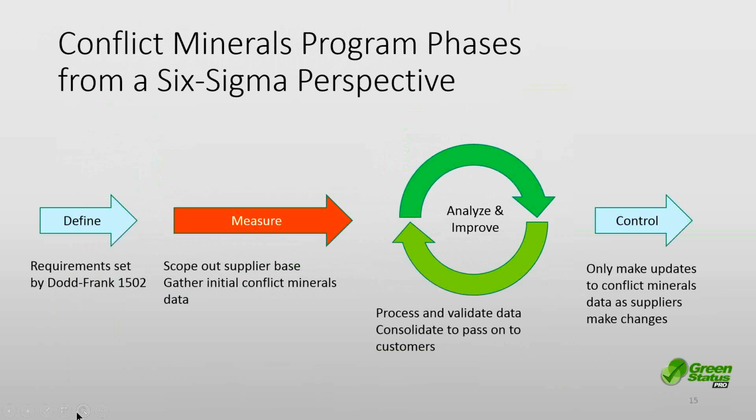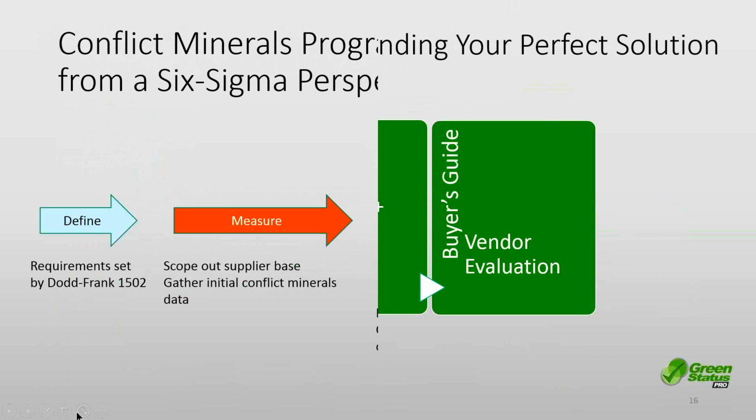And finally, the end goal, where I don't think anybody is yet, we know nobody is at, is the control phase. This is at the point where conflict minerals is not an active process. It is passive. You will update your data as your suppliers make changes to their data, and you'll be able to adapt on the fly to any industry changes, any industry standard changes.